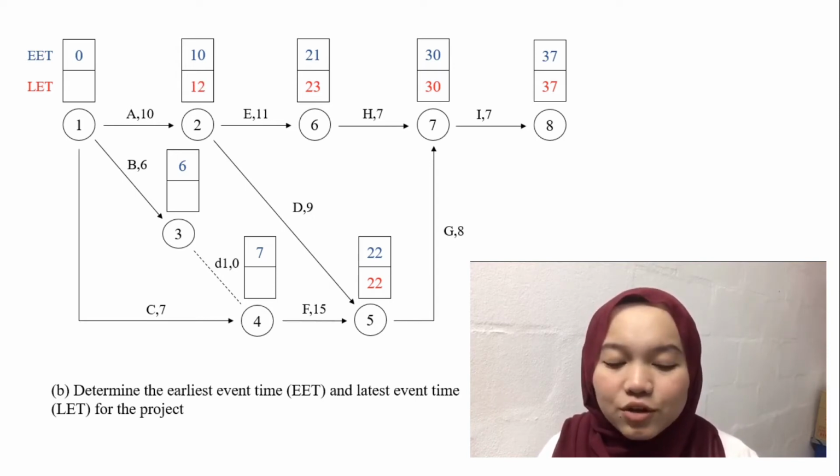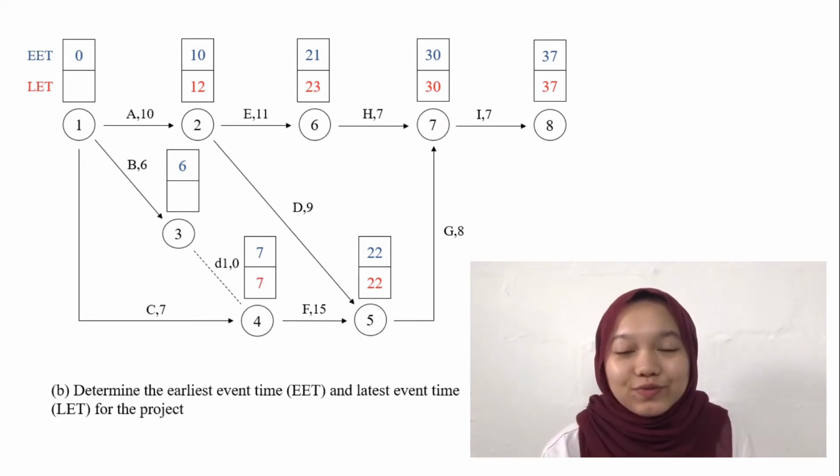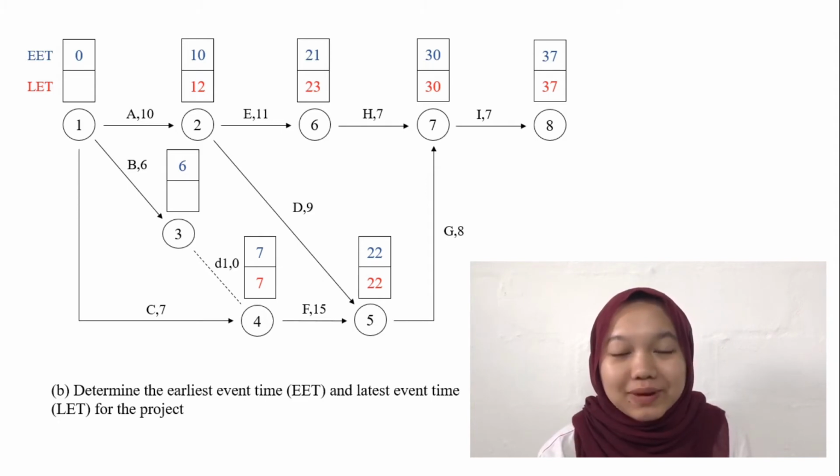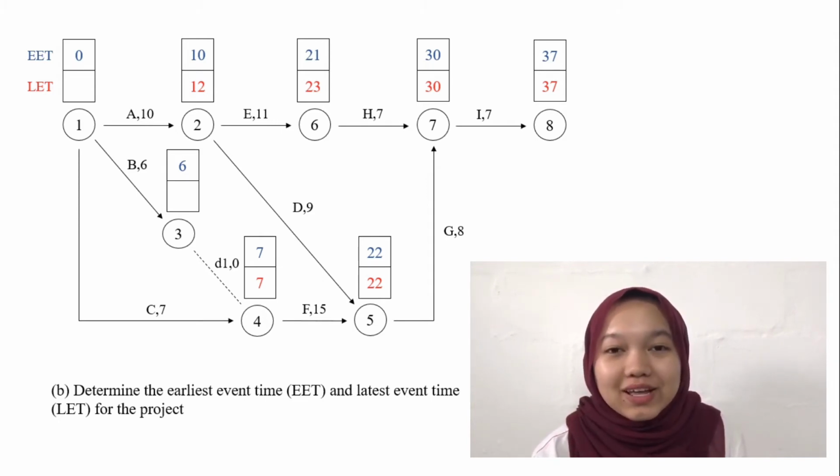So from node 5 to node 4, we subtract 15 from 22, which gives us 7 weeks for node 4. Okay, so from node 4 to node 3, we subtract 0 from 7. So we get 7 weeks at node 3.